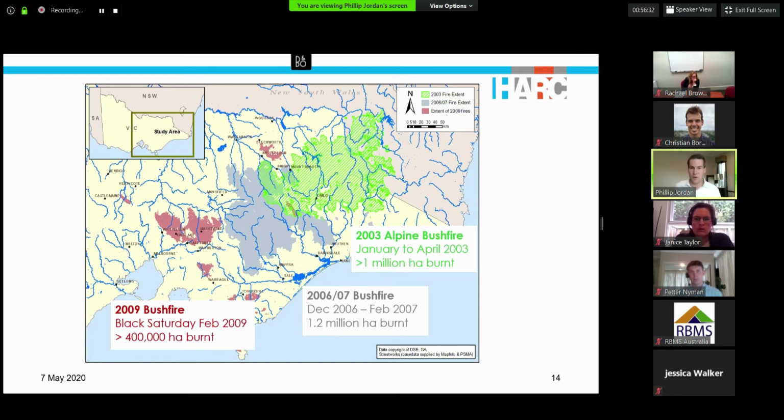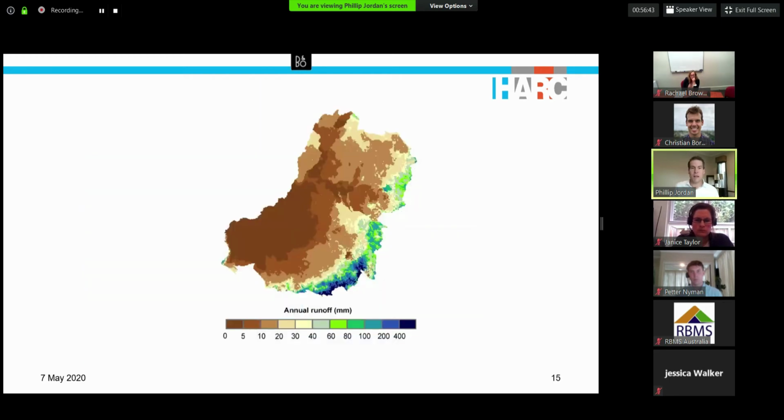And then I don't have it on this map, but obviously the bushfires that occurred over the recent summer affected a significant area of the Murray-Darling Basin. And the significance of that, as I said, is that this is really the highest yielding part of the basin. So if we look at mean annual runoff, all of those dark blue areas were really the areas that were affected by those bushfires. So 2003, rough spatial extent there, 06-07 there, 2009 there.